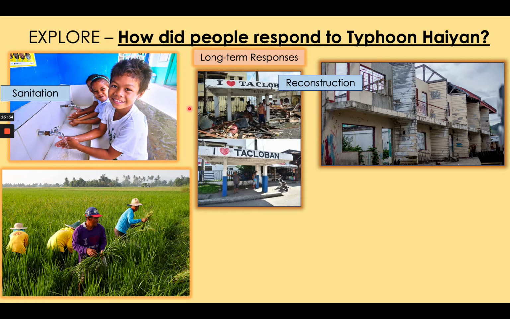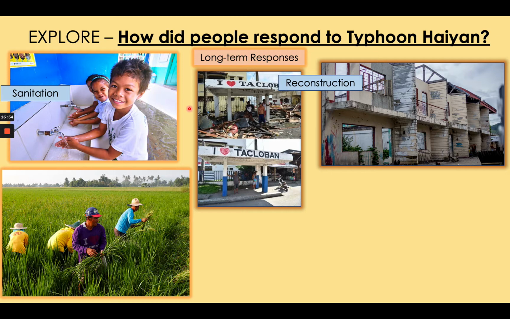Another important long-term response was this. The tropical storm Typhoon Haiyan devastated the coconut farms in the Philippines, which are so important for their local incomes. About 10,000 trees were destroyed.